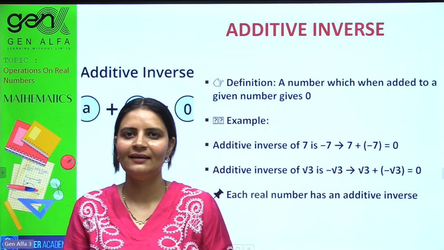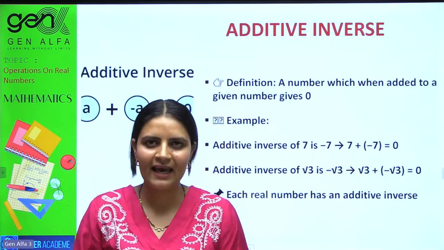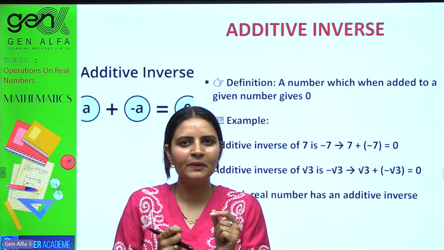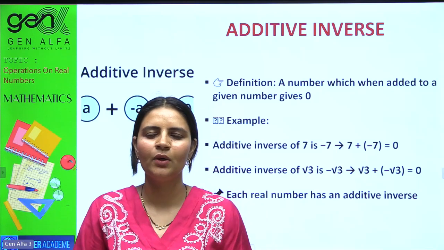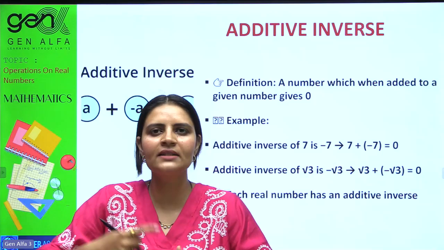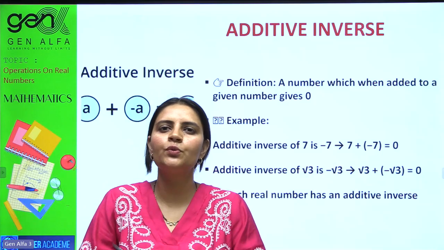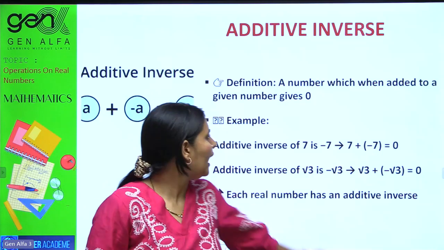Now, in the same critical thinking way, can you tell me what would be the multiplicative inverse? What is the opposite of multiplication? Division. Yes, but how? Multiplicative. Let's suppose you are taking a number 2 by 3. What would be its multiplicative inverse? That means it would be its reciprocal. How does it go?